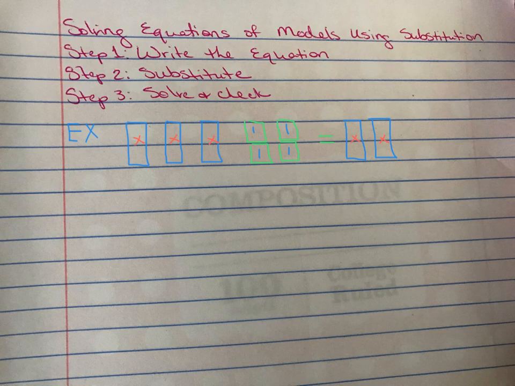Okay, so today we're going to be solving equations of models using substitution. There are three steps that we're going to use. Step one is we're going to look at the model, and from the model we will write the equation. Step two, we're going to go ahead and substitute our value in. And then step three, we're going to solve and check.